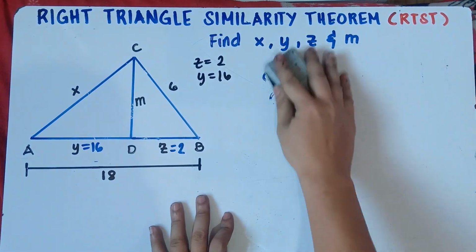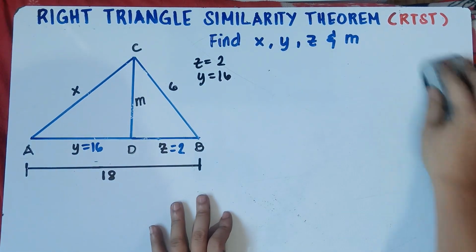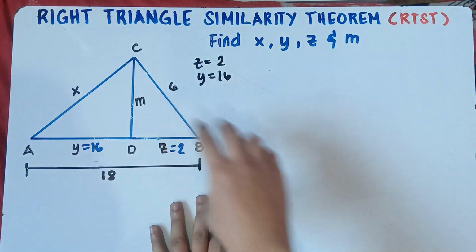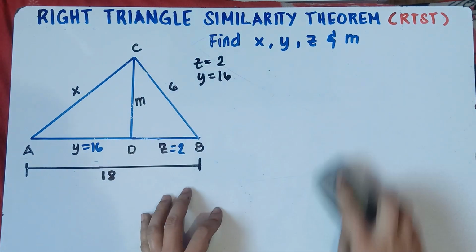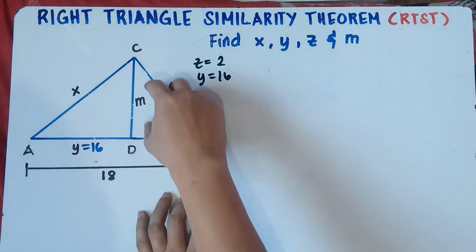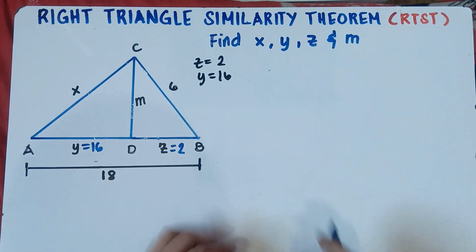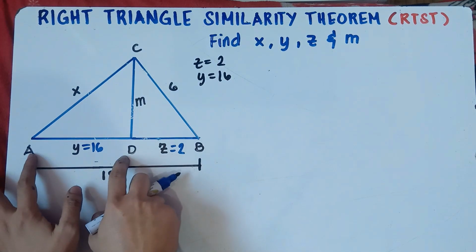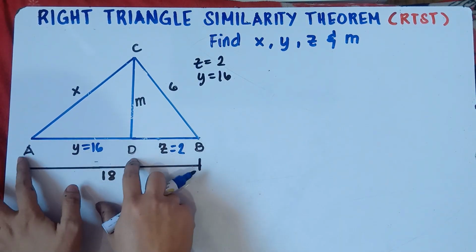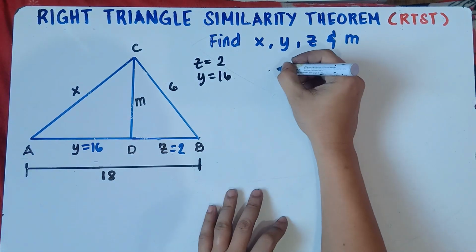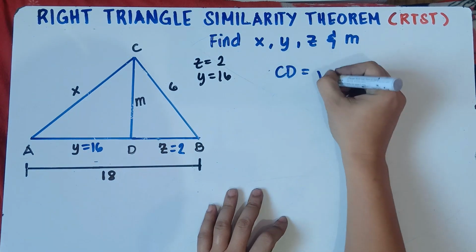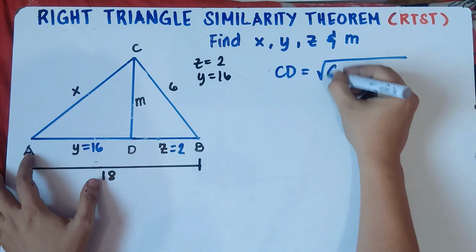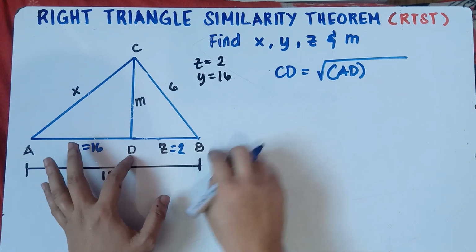So once again, class, feel free to see the first video. We have basic examples in the Right Triangle Similarity Theorem. You need to see the first video before answering these complicated examples. Let's find m. The altitude would be the square root of the product of AD, this segment, and DB, this segment. So m, or CD, is equal to the square root of AD times DB.